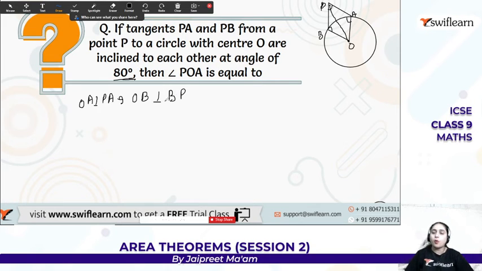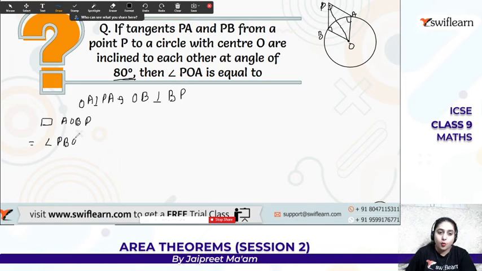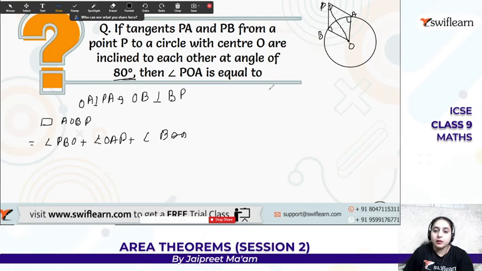Again we will use the quadrilateral property. This is quadrilateral AOBP from the figure. Look at the figure, and we know, कौन सा angle बनेगा? Angle PBO, angle OAP, angle BOA, this BOA angle, plus angle APB is equal to 360, right?